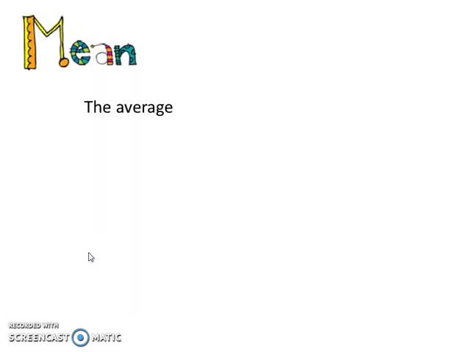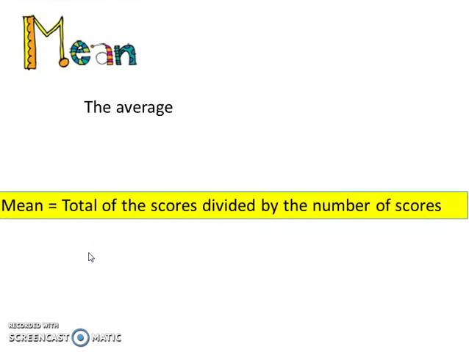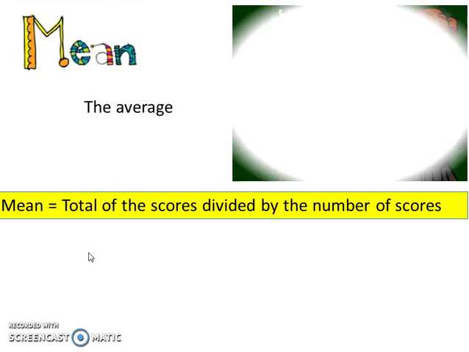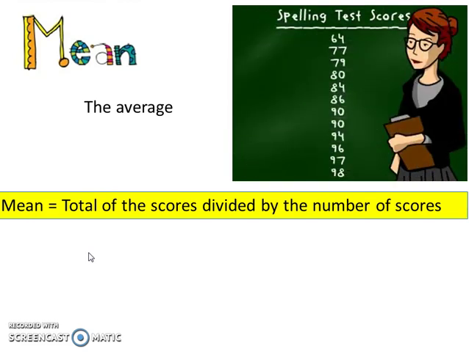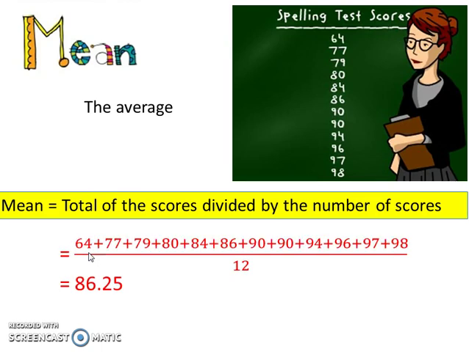The mean is average. And we do that by finding the total of all the scores, add them all up, and divide it by how many scores there are. So for this same spelling test, the mean, we'd have to add up all those numbers and divide it by 12, because there's 12 scores, and then you would get that. So that would be the average of all the marks for the test.